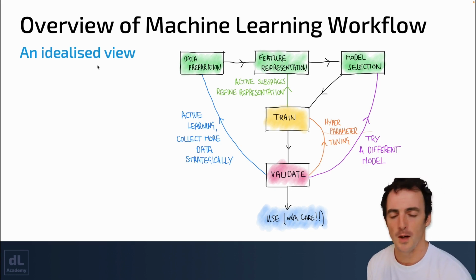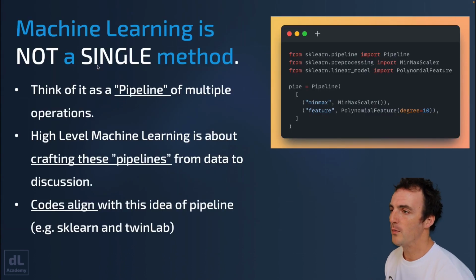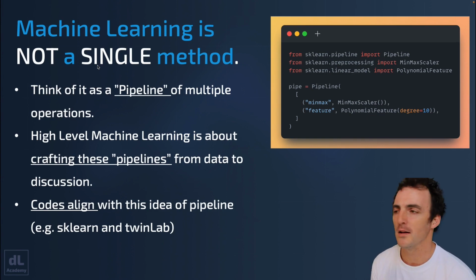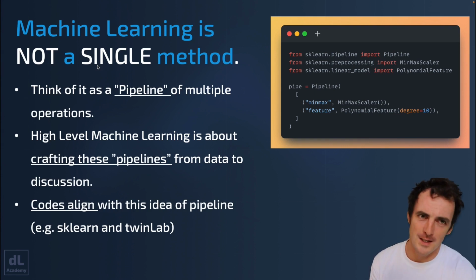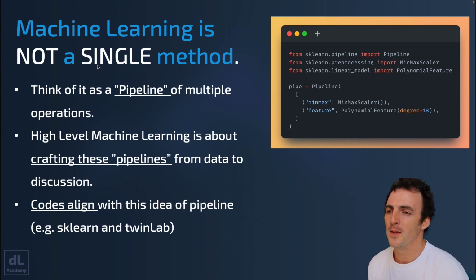How you get all the way through this pipeline. I will reiterate, because lots of people think, oh, machine learning, I just apply this method. Machine learning is not a single method. I think of it as a pipeline of multiple operations. You're processing data, you're looking at data in different ways. You may be compressing the input data to a particular representation because that's efficient for your problem. You're then fitting a model, validating a model, and then deploying it.